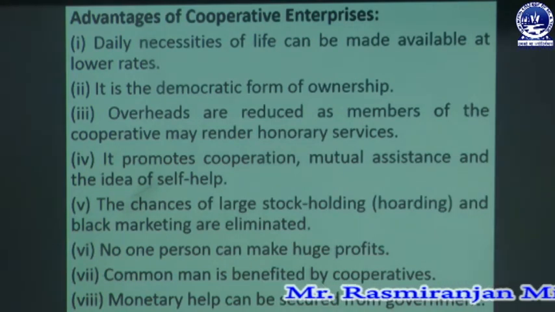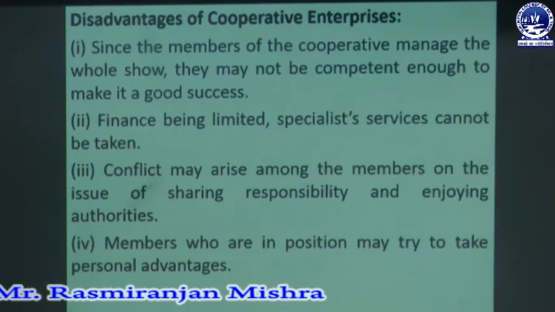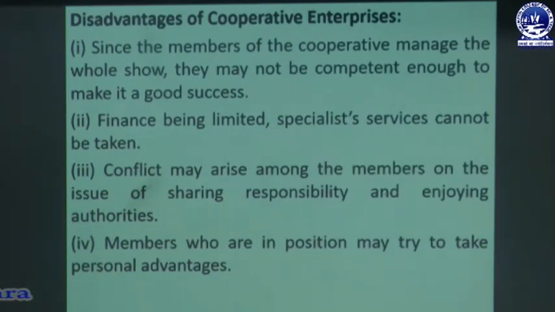Then the next one is that monetary help is also secured from the government. But in spite of that, different demerits are there. Since all the members of the cooperative manage the whole show, they may not be competent to make it a good success. Another one is that finance is limited. Specialist services cannot be taken because they require high remuneration. Then conflict may arise among the members on the issue of sharing responsibility and enjoying authority. Members may expect to get higher responsibility as well as more authority, but this leads to various conflicts among the members.